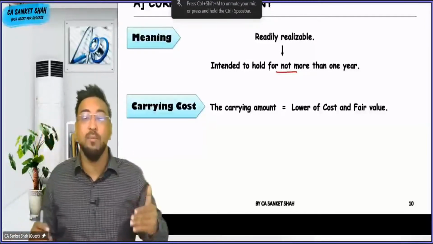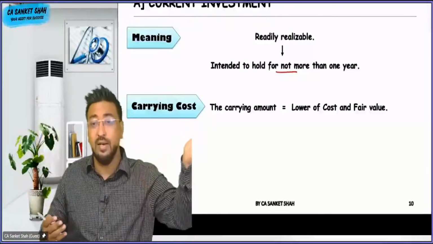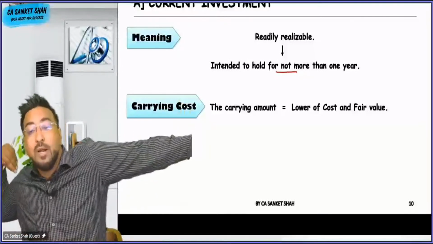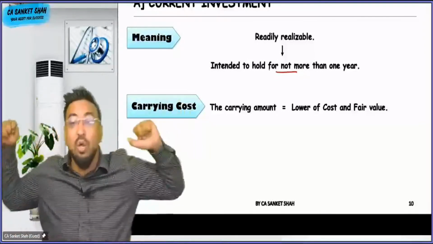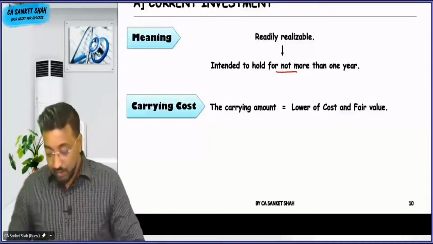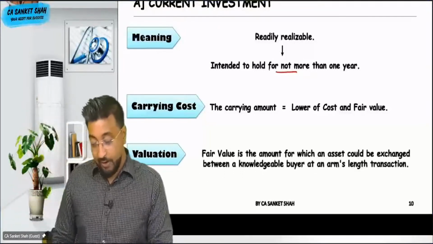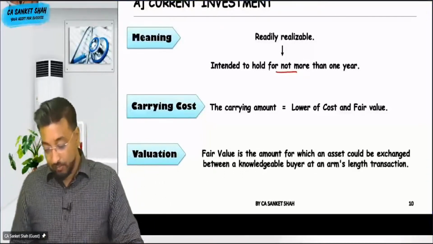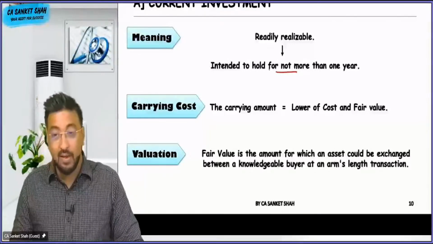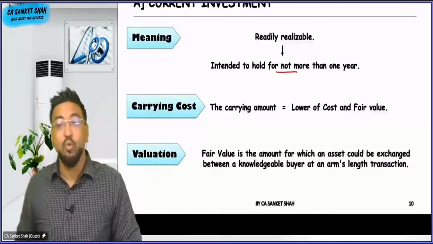Fair value मतलब क्या? Suppose if I am selling anything टू आउटसाइडर को, जब मैं कुछ बेचता हूं तो जितना आर्म्स लेंथ प्राइस होगा, जितना स्ट्रेच कर सकता हूं, उसको बोलते हैं फेयर वैल्यू. ओके, so the carrying amount is of lower of cost or fair value. Fair value is the amount which an asset could be exchanged between knowledgeable buyer at arm's length transaction. Sir already explained you what is the fair value.